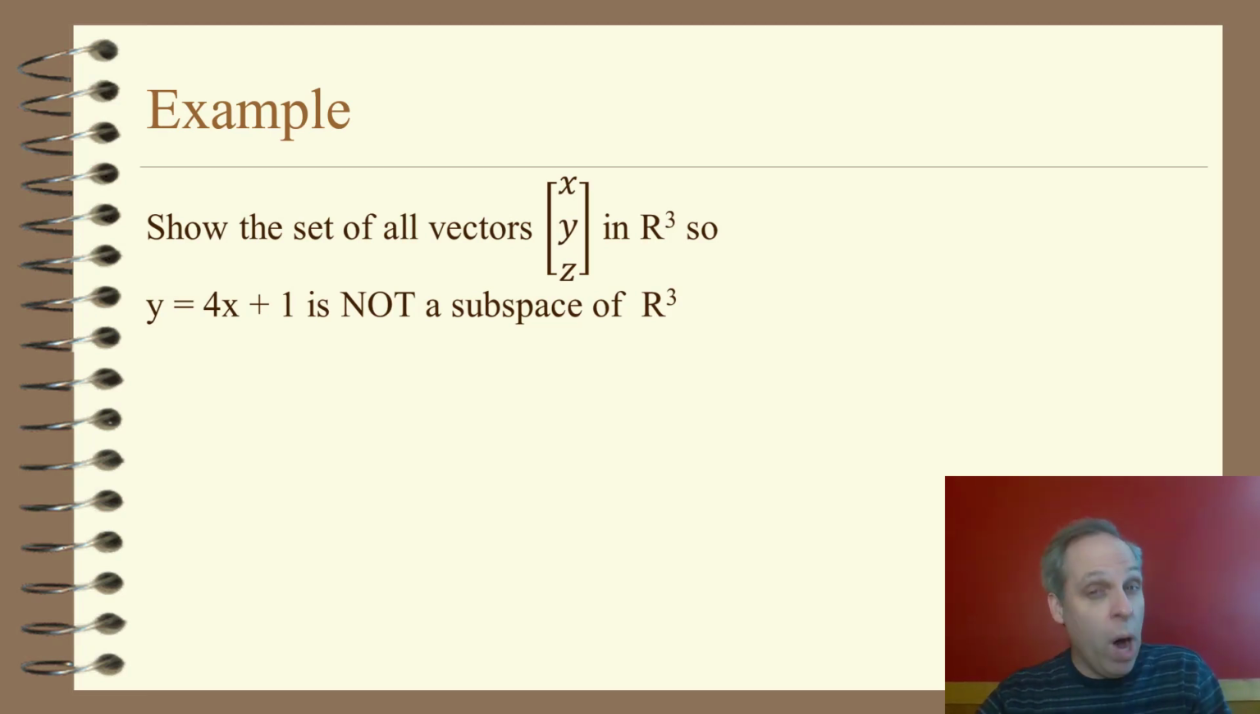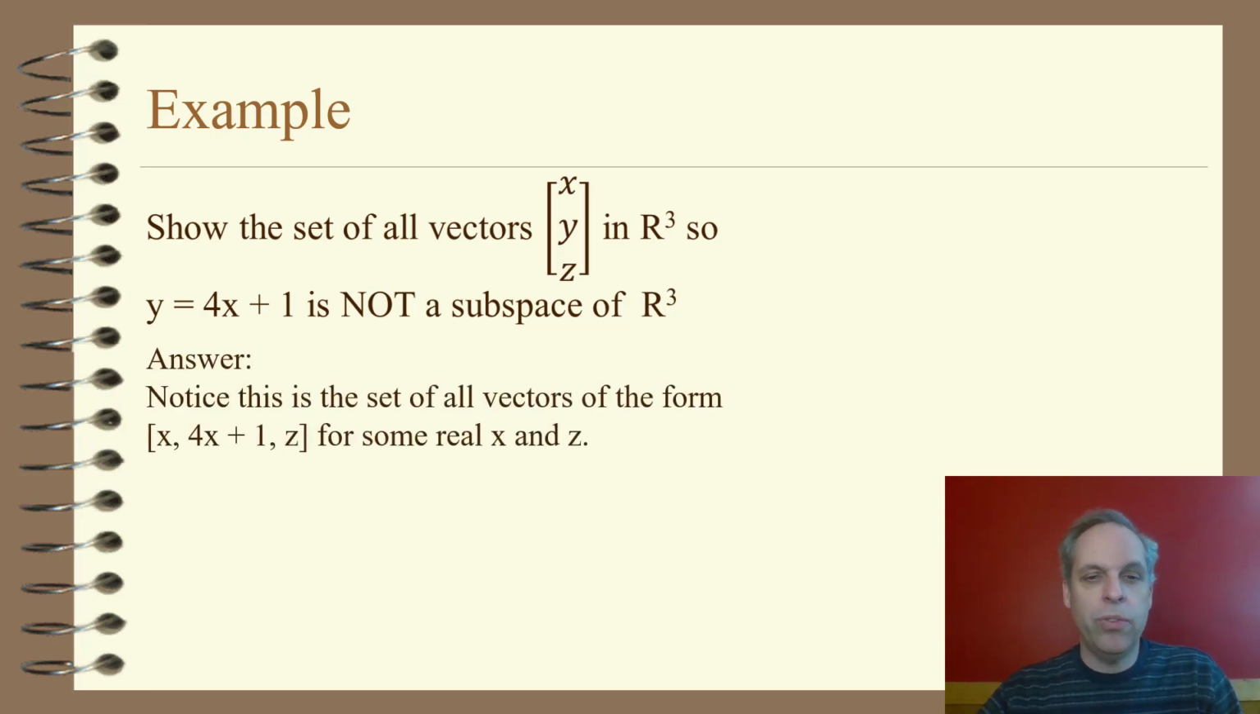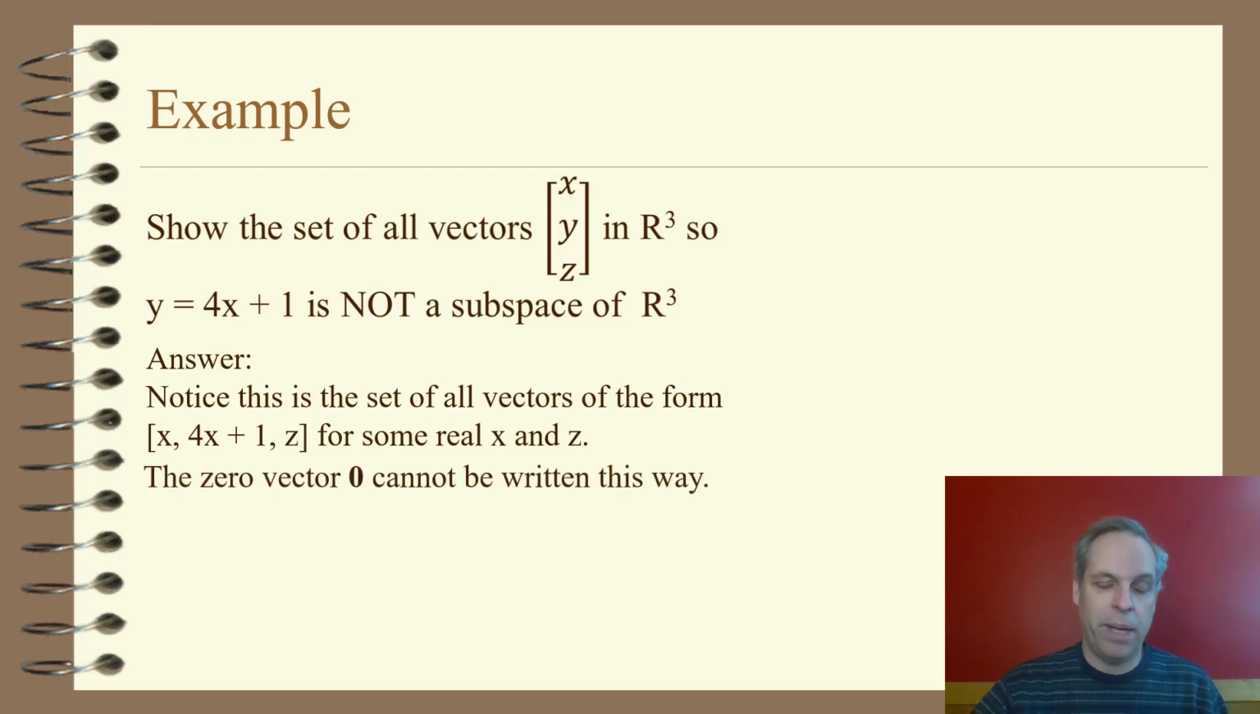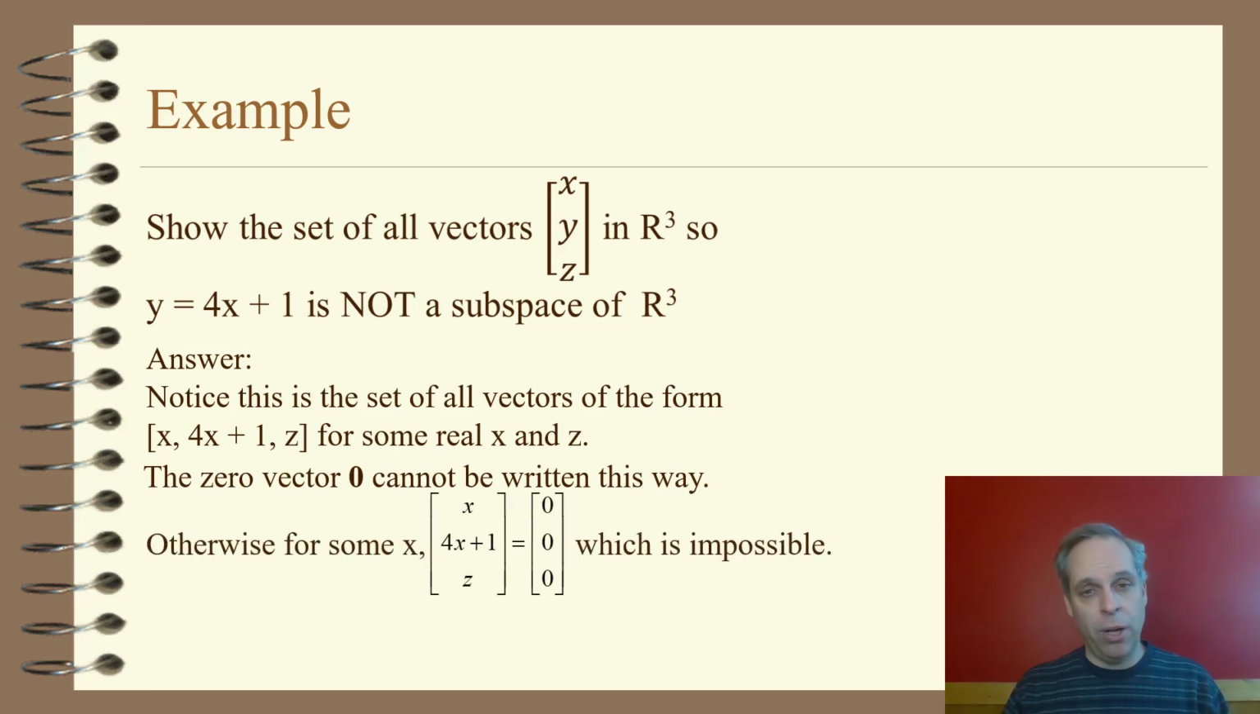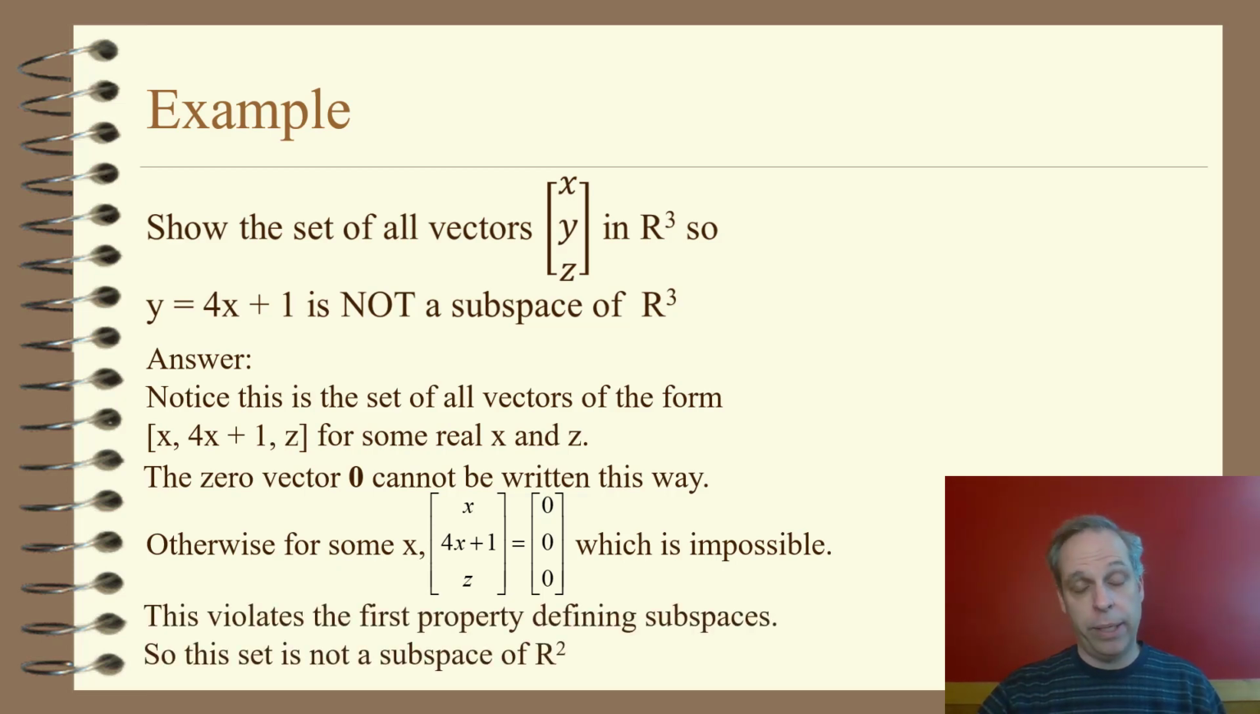As a good example here, let's look at the set of all vectors in R3 where y is equal to 4x plus 1. The plus 1 is what screws things up. Notice that every single vector in this space is of the form x, 4x plus 1, z for some real x and z. But that means instantly the zero vector can't be in this space. Because if the zero vector is in there, x would have to equal 0, and at the same time 4x plus 1 would have to equal 0, and you can't have that at the same time. So the zero vector cannot be represented this way, and therefore, since the zero vector is not in the space, this is not a subspace of R3.